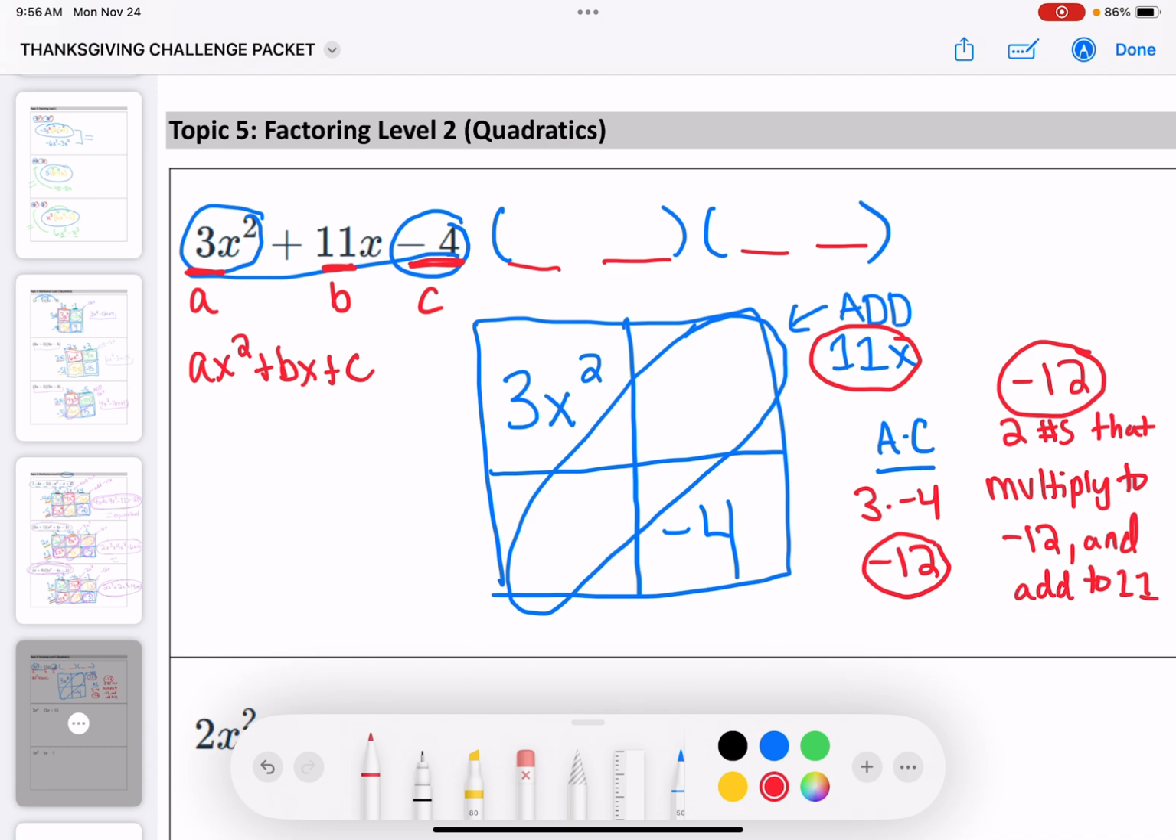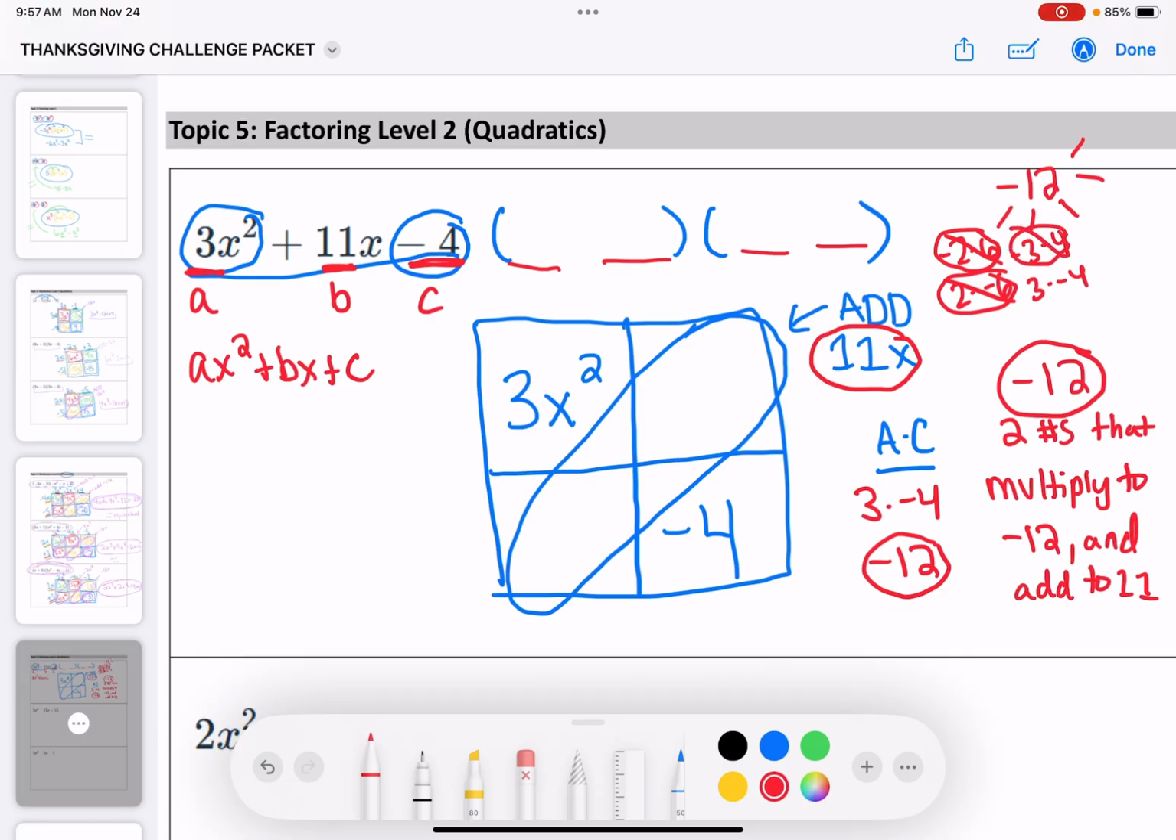So I'm going to start listing off. I usually do it up here. So I have negative 12, and I'm just going to list off as many factors as I can think of. Negatives are tricky because we get negative 2 times 6, but also positive 2 times negative 6. Negative 2 plus 6 is positive 4, which is not 11. And then 2 plus negative 6 is negative 4, which is also not 11. So I know it's not right. Negative 3 times 4, positive 3 times negative 4. Negative 3 plus 4 is 1, which is not 11.